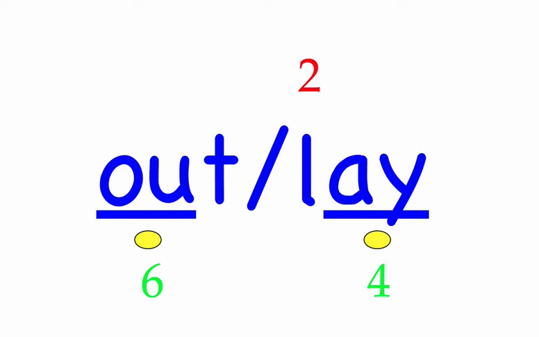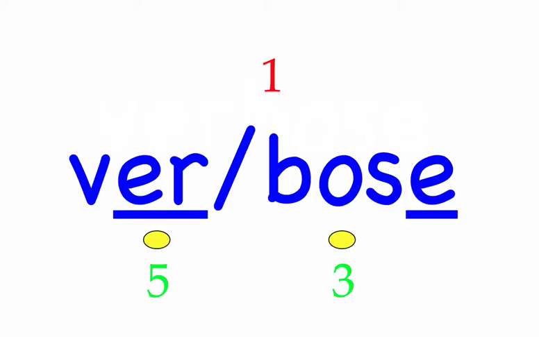Verbose. He gave a long-winded, verbose response. Ver has 2 sounds: V, r. Bose, 3 sounds: B, o, s. Verbose. Mark the word.